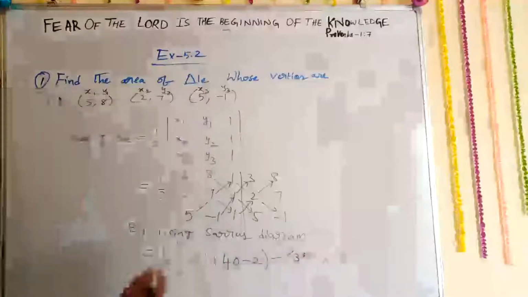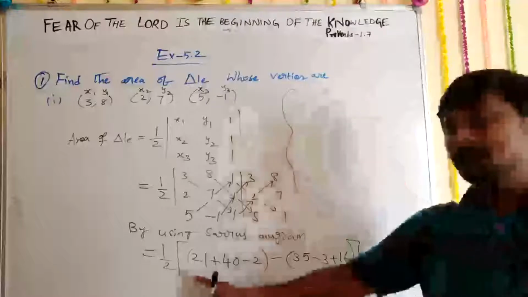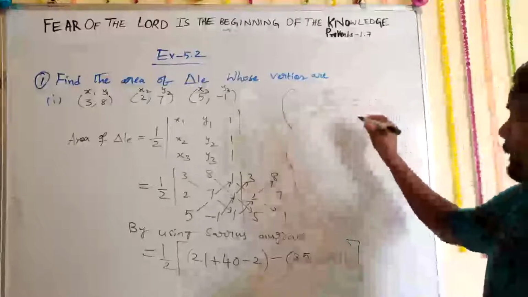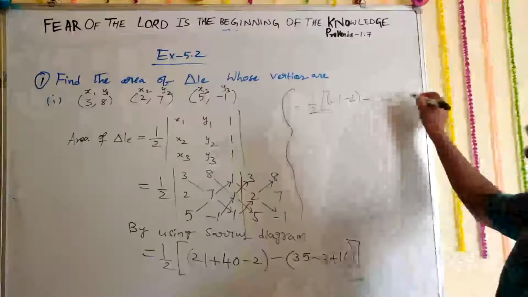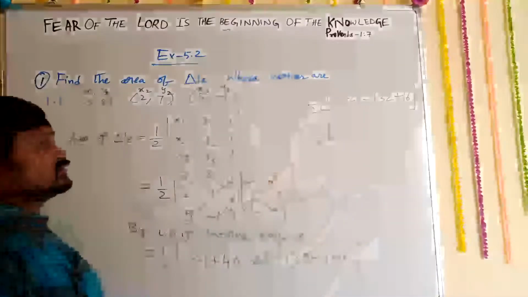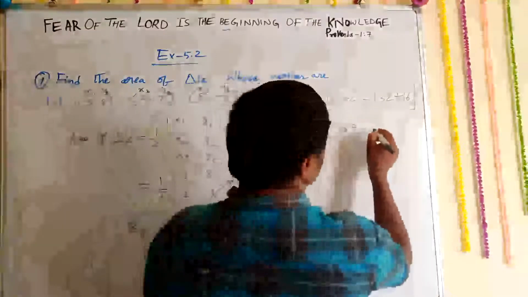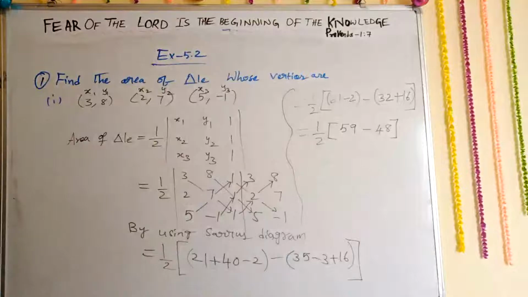So now this is about your simplification. Let's see what we get. Here I'll solve your simplification. This is equal to half, 40 plus 21, 61 minus 2, minus 3, and 32 plus 16. So let me solve this half, and in this 61 minus 2. So 61 minus 2, what are you going to get? 59, minus 48 upon 2. So now what are you going to get? 59 minus 48. So let me check whether we did all this correctly or not.